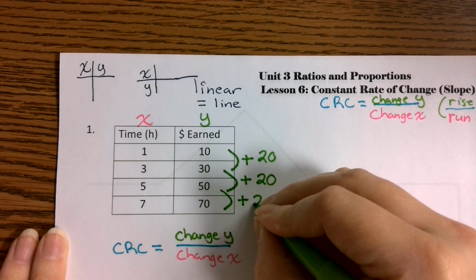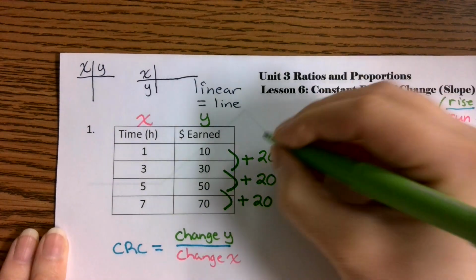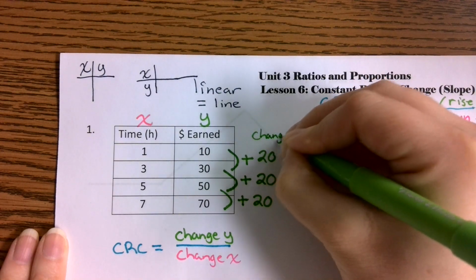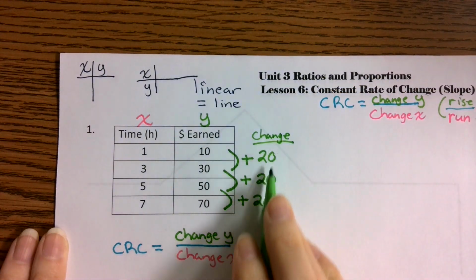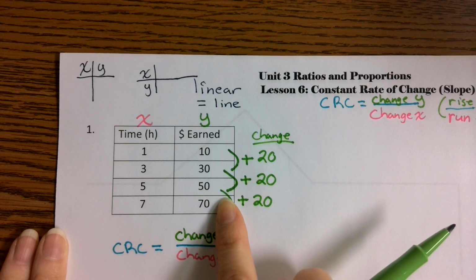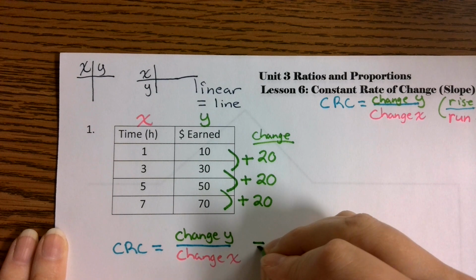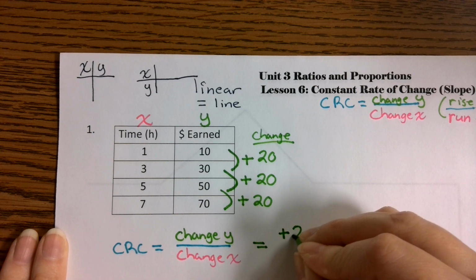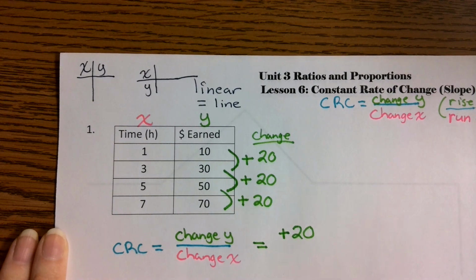Plus 20 again. So there's my change. This is my actual change that's occurring here. What I'm showing on this side is the change that's going from my y value to my next y value to my next. So my change of y is a positive 20. I want to make sure I'm indicating that it is a positive.